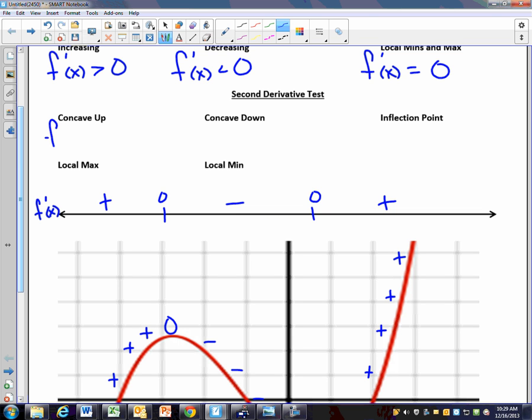It's concave up if f double prime of x is greater than 0. It's concave down if f double prime of x is less than 0. If there's an inflection point that exists, it exists when f double prime of x is equal to 0. The inflection point is where it changes concavity.